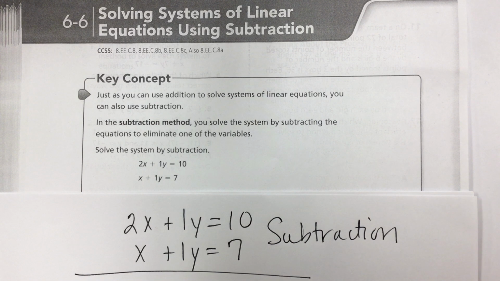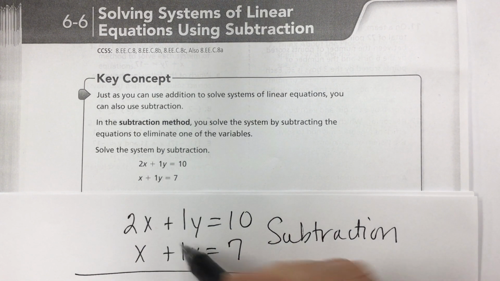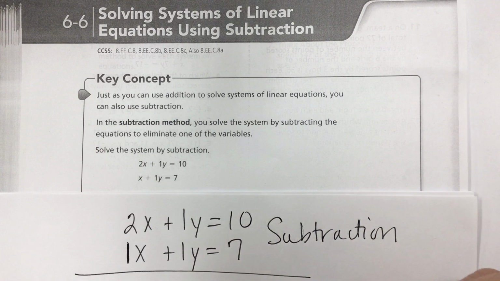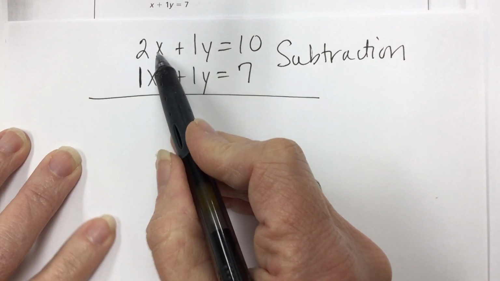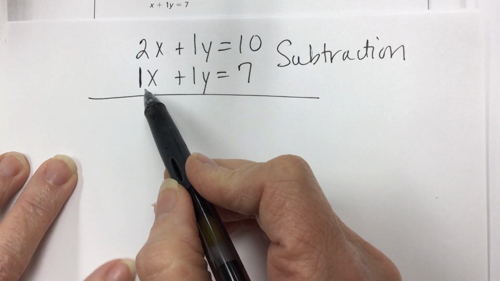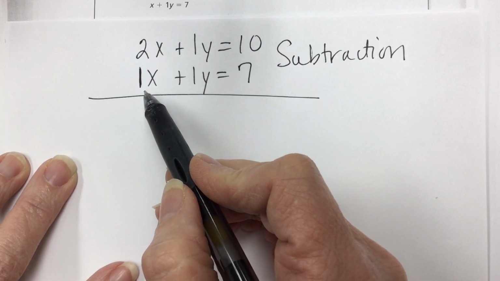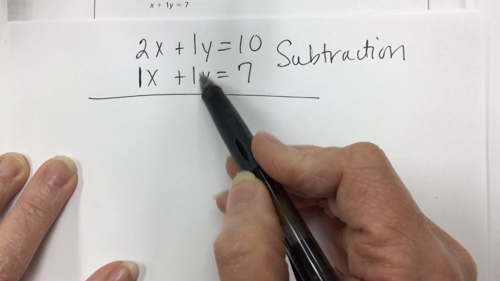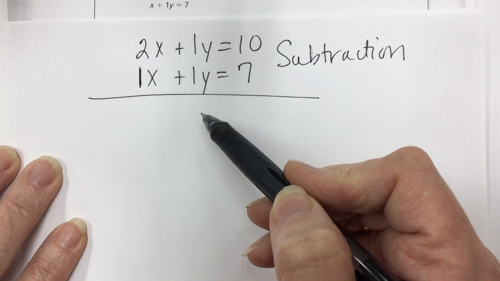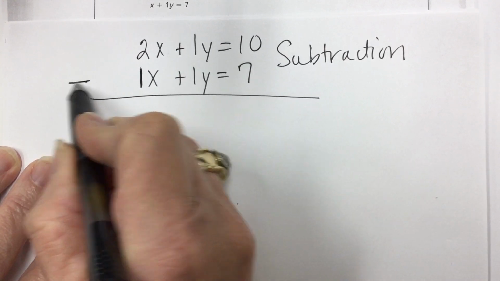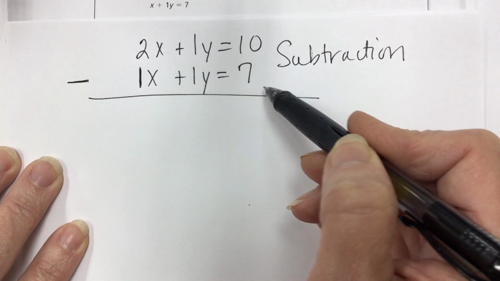So we're looking to subtract one of the variables so that we get 0, so that one of the variables will cancel. Well, remember, every variable has a number in front of it. If you don't see one, it's understood to be a 1. So I actually have 2x and 1x. If you subtract those, you don't get 0. But when you subtract the y's, what's 1y minus 1y? You do get 0.